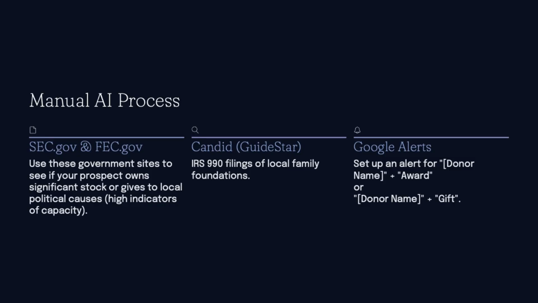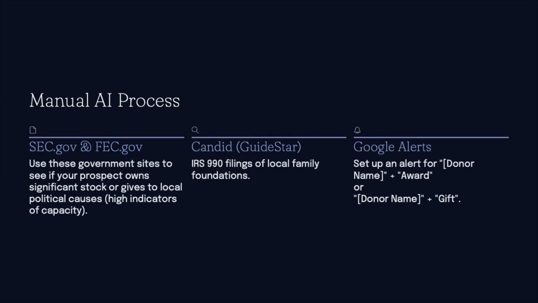If you can't afford a wealth screening tool like Donor Search or iWave, use this three-step manual process. 1. SEC.gov and FEC.gov: use these government sites to see if your prospect owns significant stock or gives to local political causes, which are high indicators of capacity.